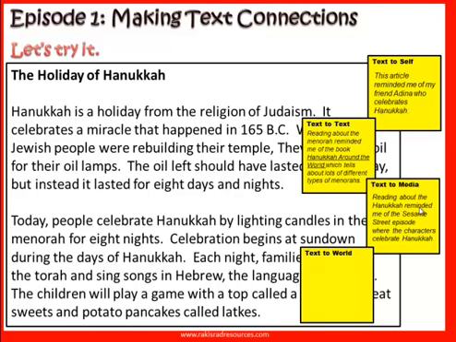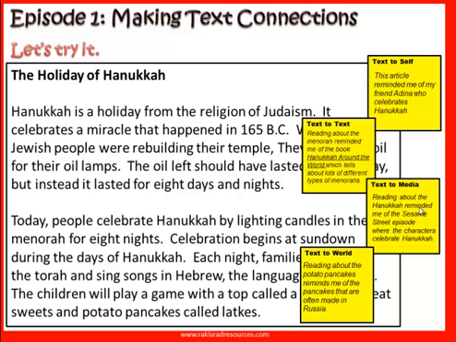For a text-to-world connection, reading about the potato pancakes reminded me of the pancakes that are often made in Russia. My husband lived in Russia and he loves potato pancakes and has made them for me. So this is a little bit of text to self, but it really just made me think about Russia, and it made me wonder how many people celebrate Hanukkah in Russia.